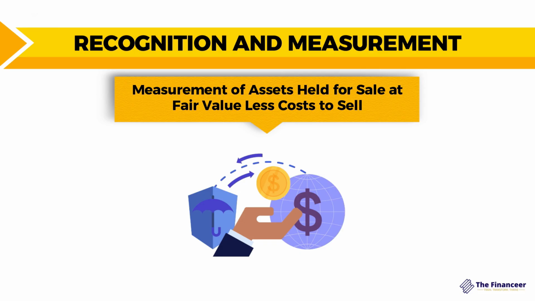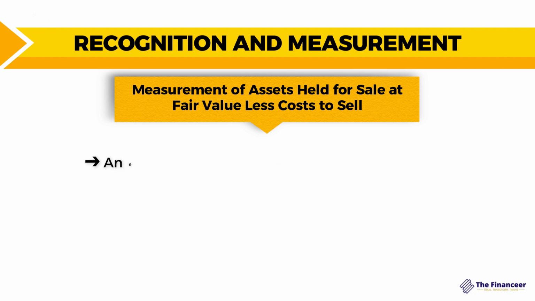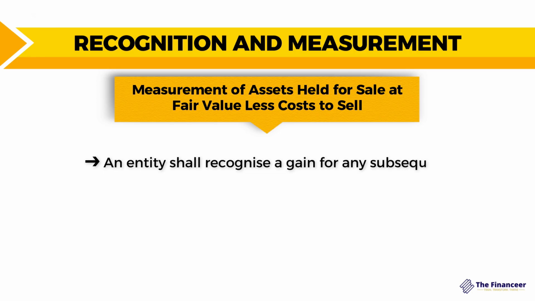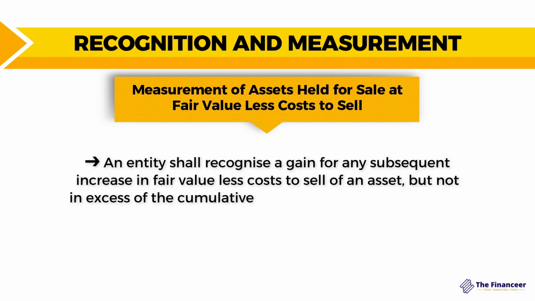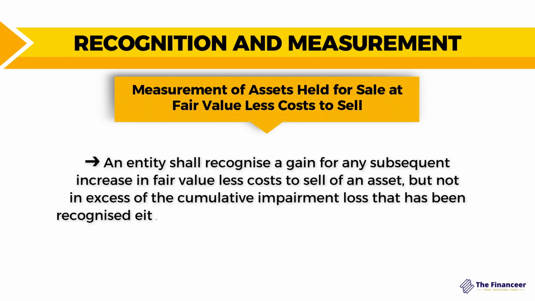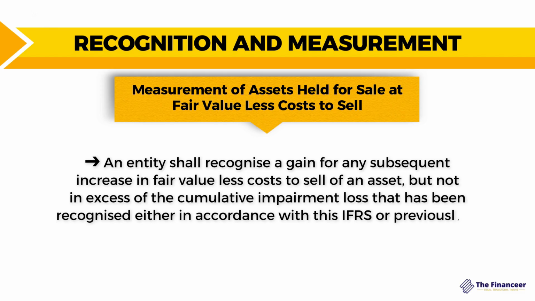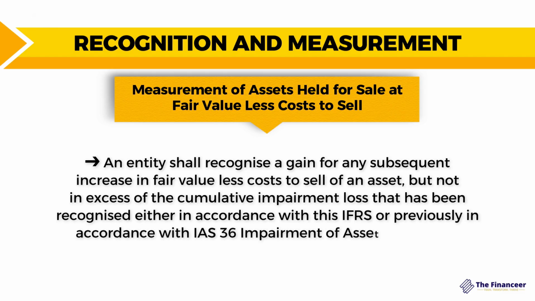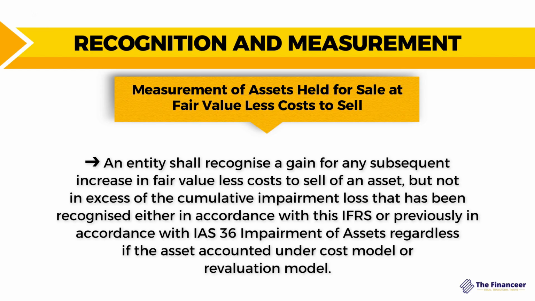Now, the question here is, what will happen if there is a potential gain regarding the increase in the fair value less cost to sell? So an entity in this case shall recognize a gain for any subsequent increase in the fair value less cost to sell of an asset, but not in excess of the cumulative impairment loss that has been recognized either in accordance with IFRS 5 or previously in accordance with IAS 36, which is impairment of the asset, regardless of the asset accounted under cost model or revaluation model. Which means, in very short words, that we can recognize the gain up to the impairment loss that we have recognized before.